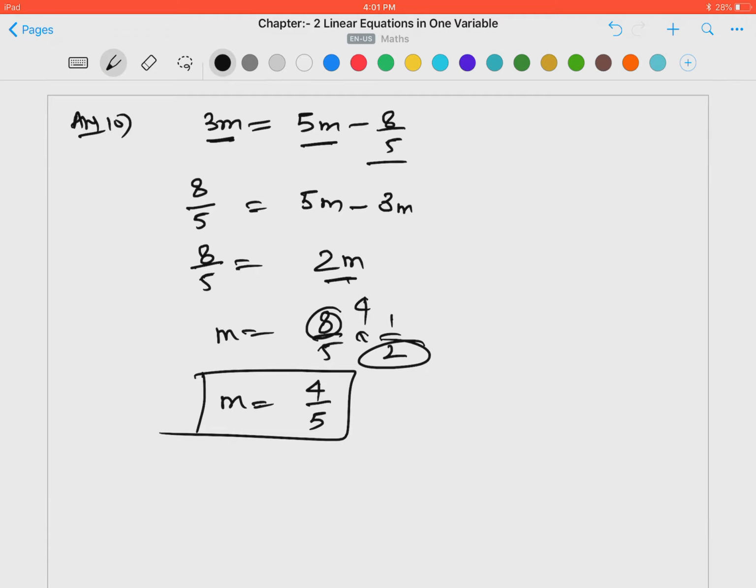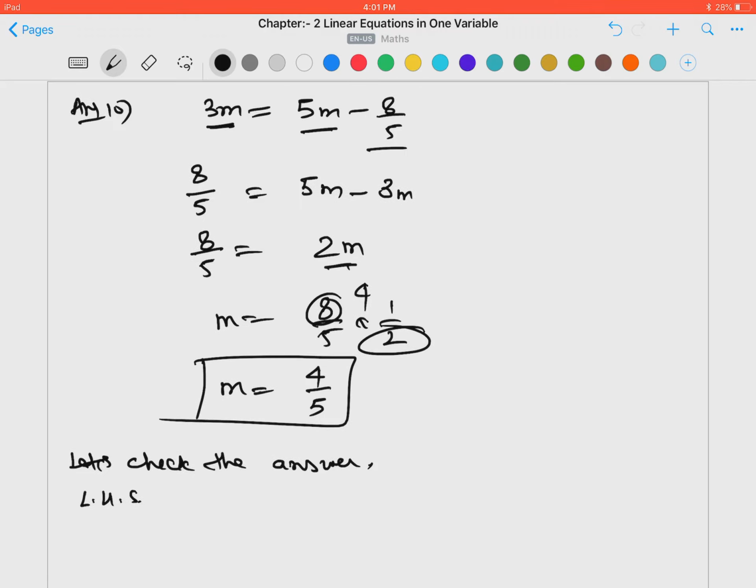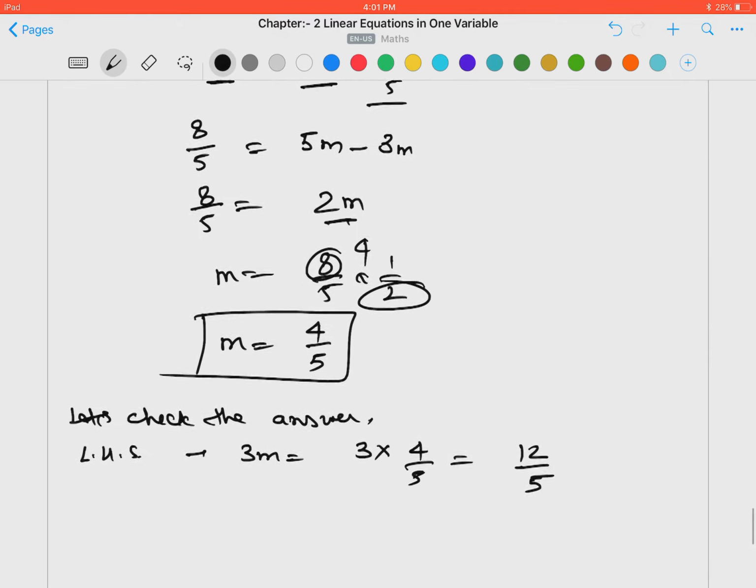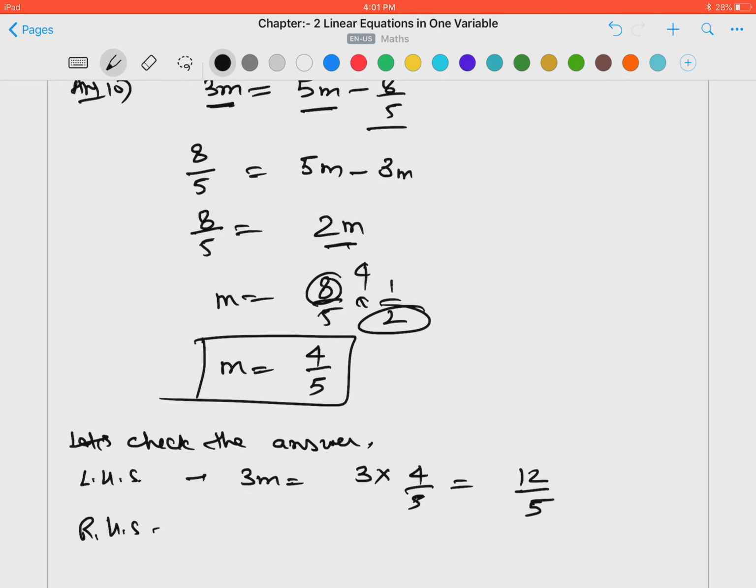So let's check this one. Let's check the answer. We have the left hand side term, which is 3m. 3 into m is 4 by 5, so the answer is 12 by 5. At the right hand side term, we have 5m minus 8 by 5. 5m is 5 times 4 by 5.